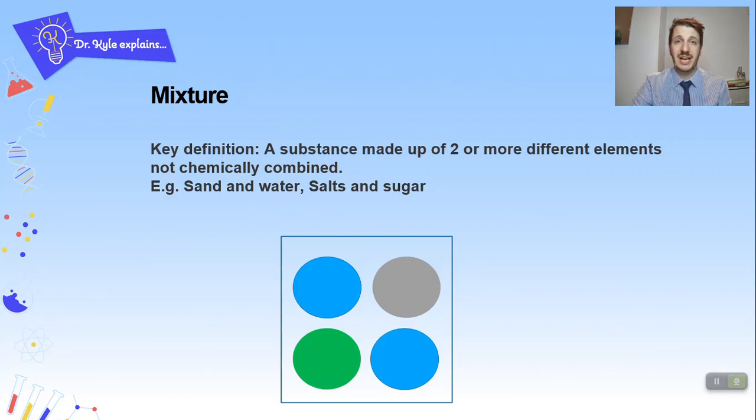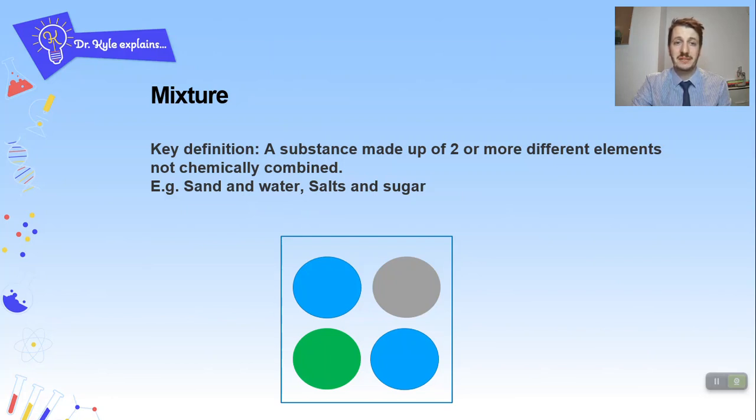So, loads of things in the world are mixtures. So, for example, sand and water is a mixture. You can easily filter out the sand and get the water. Salts dissolved in water, you could evaporate the water out. Sugar dissolved in tea would be a mixture because you could evaporate the water out again and get the sugar back out. Although that would still be mixed with the tea again, so still a mixture.